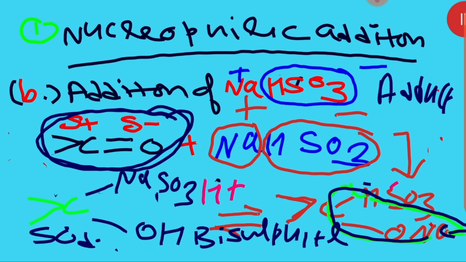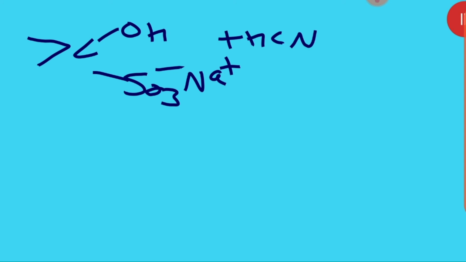Clear? One very important point here, students, is that this reaction can be used in the purification and separation of aldehydes and ketones. It means we have made this product, C(OH)SO3⁻ Na⁺. We can regenerate the aldehyde or ketone by giving it a reaction with acid or base.